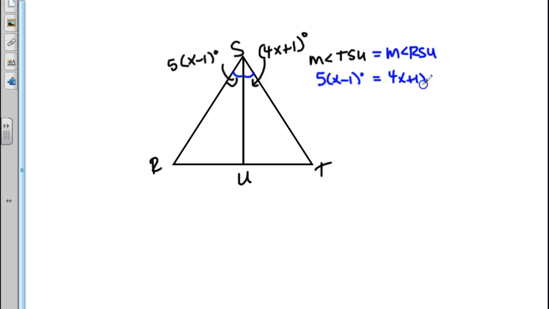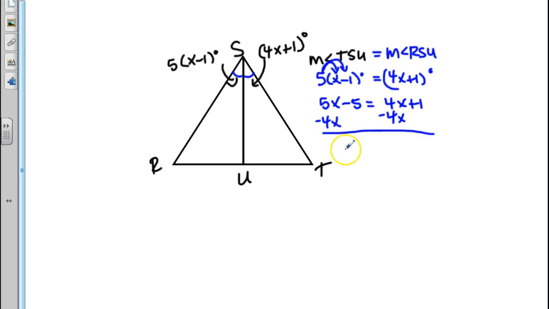Do I need that degree symbol on there? No, I do not. I see the distributive property here. So I have 5x minus 5 equals 4x plus 1. And now I'll subtract 4x from both sides so that I can solve this equation. That leaves me 1x over here, minus 5 equals 1. I'll add 5 to both sides to finish this up, so x is 6.